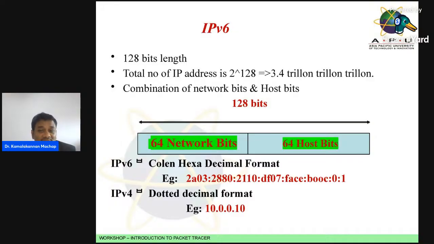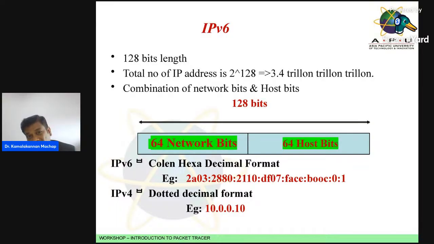So how many IP addresses are available in version 6? 2 to the power of 128, equal to about 3.4 trillion trillion trillion IP addresses available. But in version 4, how many IP addresses?